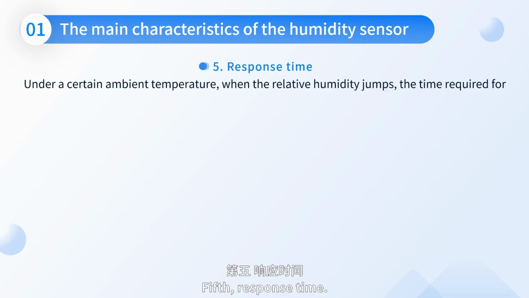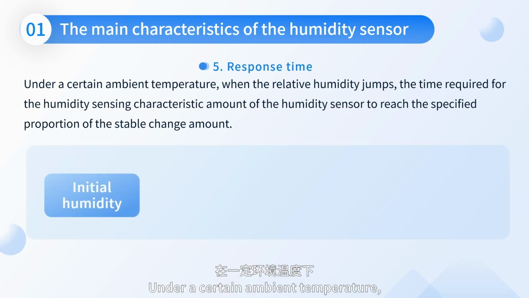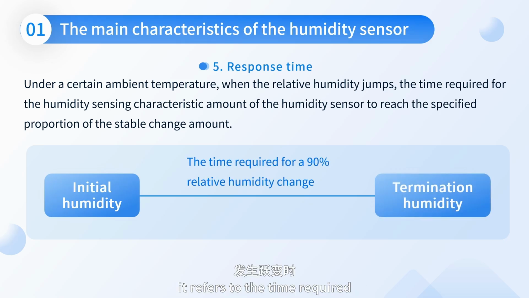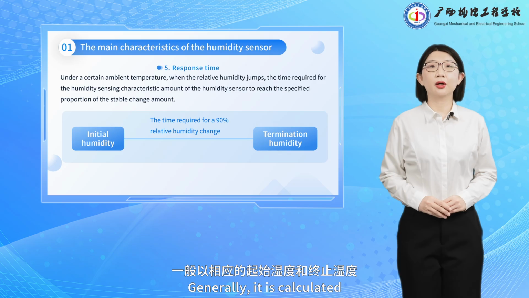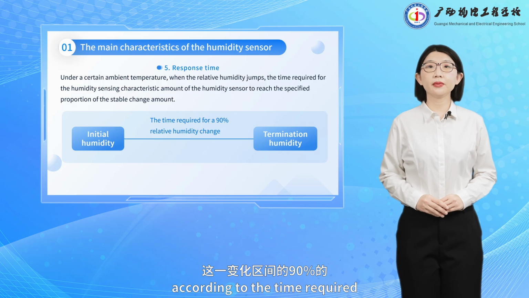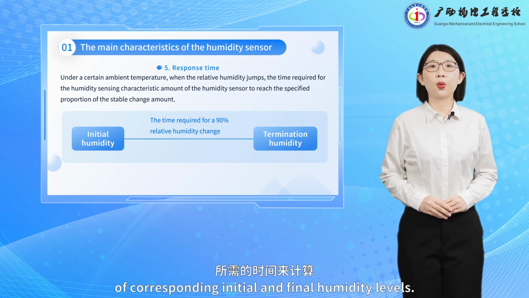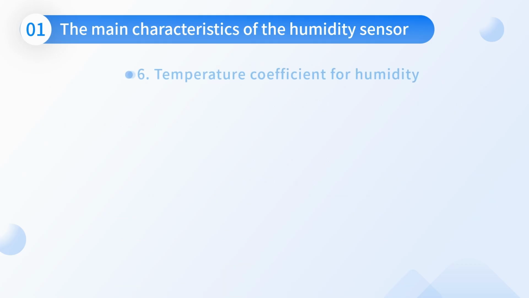Fifth, response time. Under a certain ambient temperature, when the relative humidity jumps, it refers to the time required for the humidity sensing characteristic amount of the humidity sensor to reach the specified proportion of the stable change amount. Generally, it is calculated according to the time required for a 90% relative humidity change within the range of corresponding initial and final humidity levels.